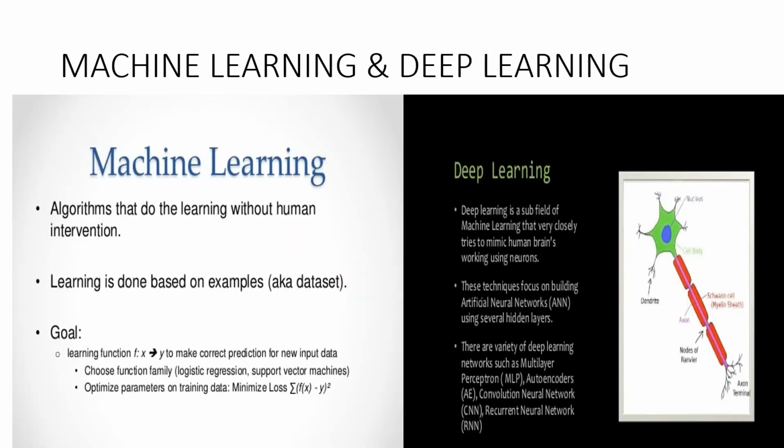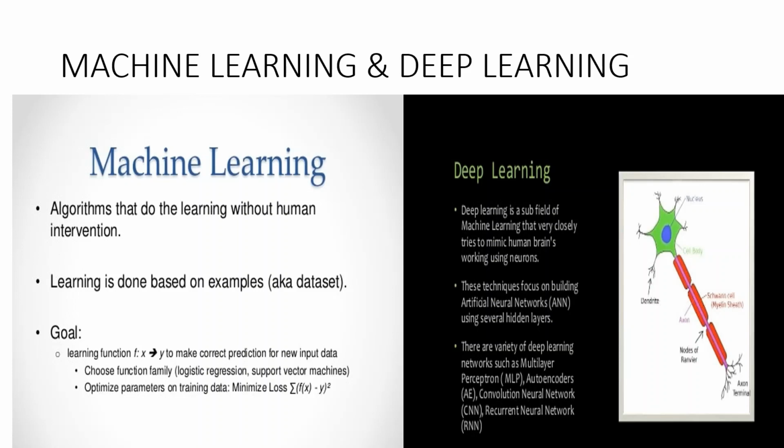Now let us learn about machine learning and deep learning. So what is machine learning? Algorithms that do the learning without human interference. The machines learn without humans. Learning is done based on examples. Like you are given so many samples and you have to learn from those samples.